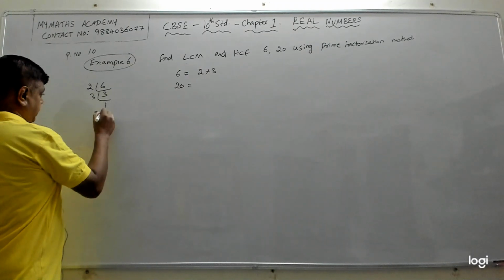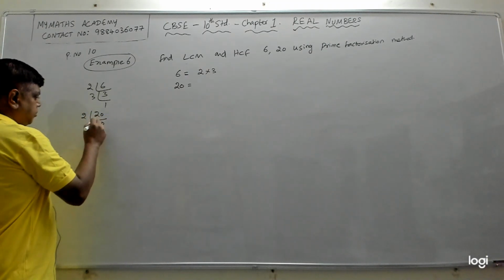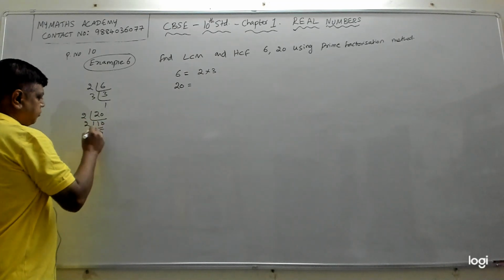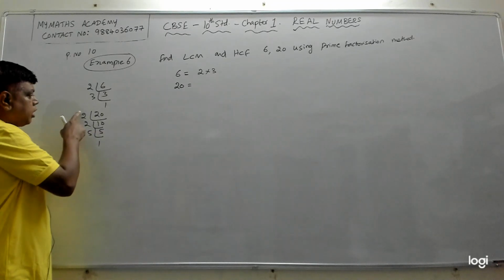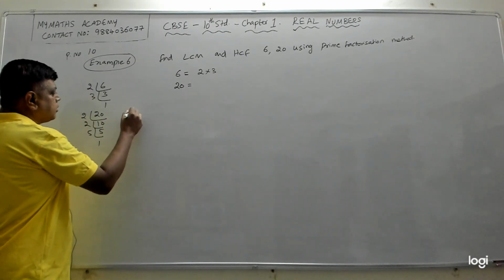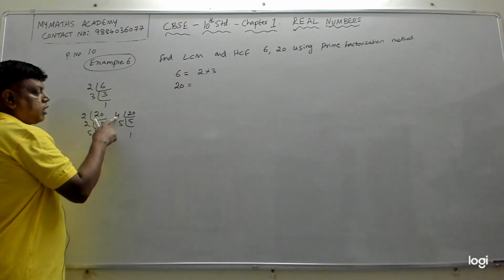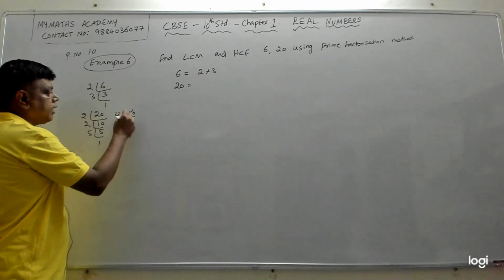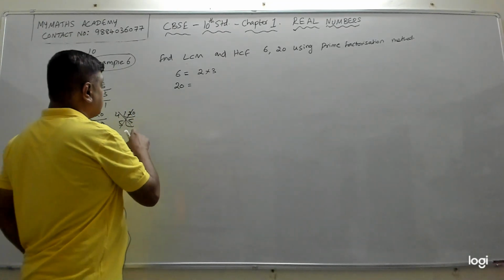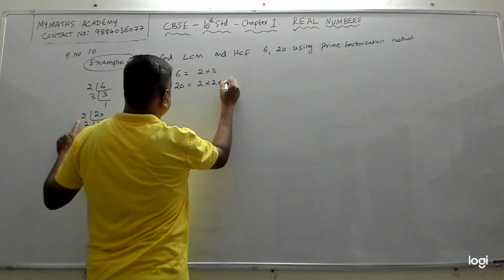Now, 20 can be written as, here I will put only the prime numbers, 2, then 10, again 2, 5 times, 5, 1. All these numbers, whatever you are writing here, have to be prime. You cannot put 4 here and write 4 times 5, because 4 is not a prime number. You have to put only prime numbers here. So 20 can be written as 2 into 5.